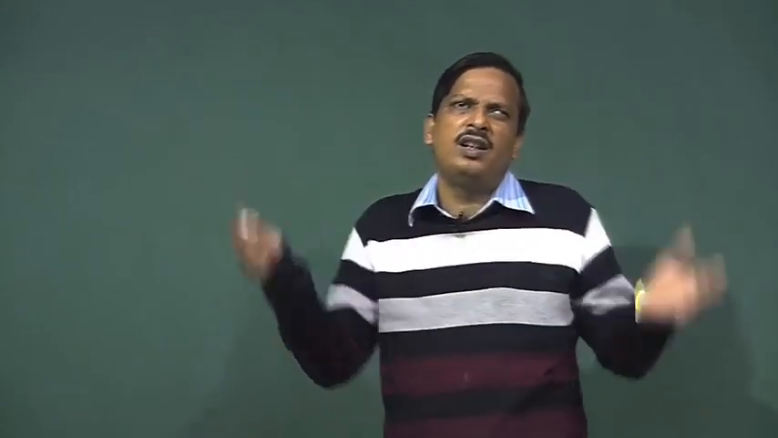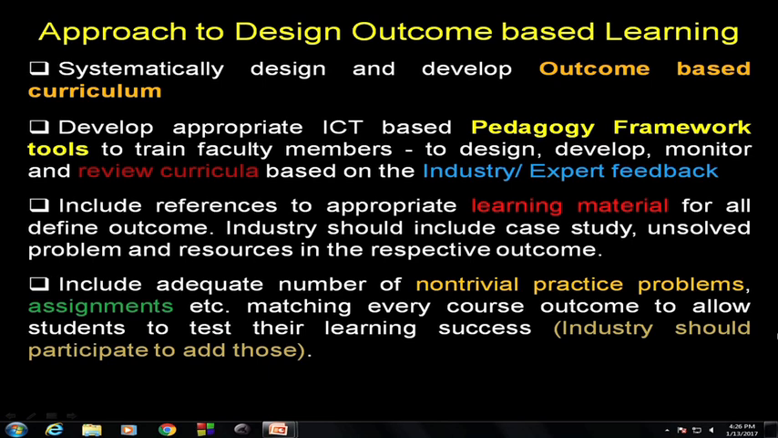Okay. So, last class we discussed the outcome based framework, the mission, vision, program educational objectives, teaching learning process, all kinds of things. Today, let us start to discuss the approach to design outcome based learning. What should be the approach we should take to design outcome based learning?